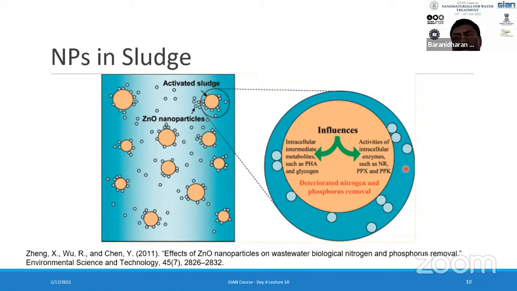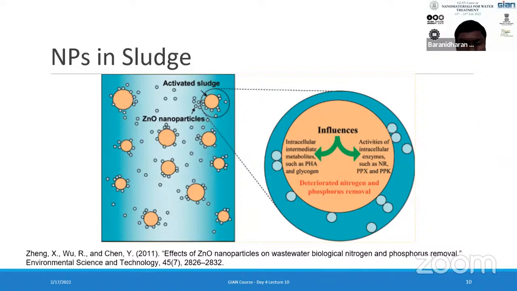Because of this presence, everything would look fine. If there is no idea that these nanoparticles interfere, the influent concentration and the effluent concentration of these nutrients will be more or less the same. In that case, what happens? The regulatory authority as well as the plant officials will have no clue what is going wrong in the treatment system. So these emerging pollutants have a vital role in reducing efficiency, especially by interfering in the process.